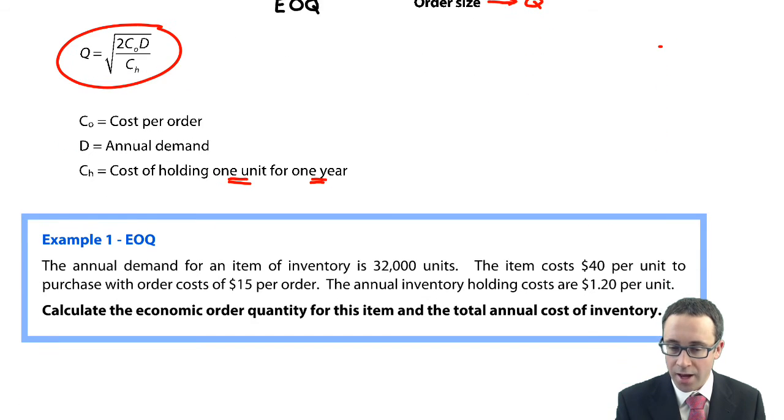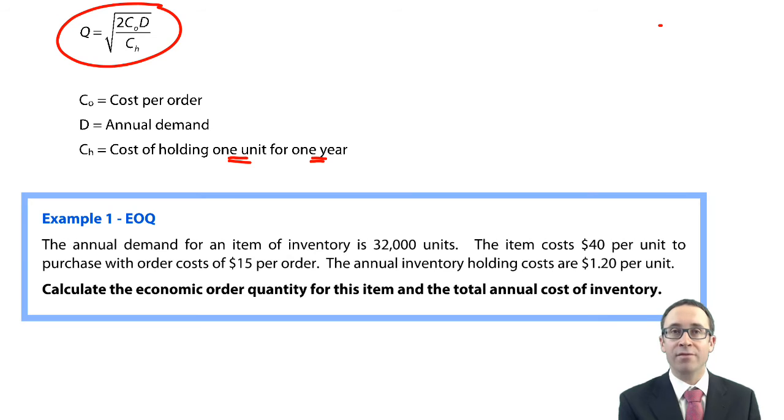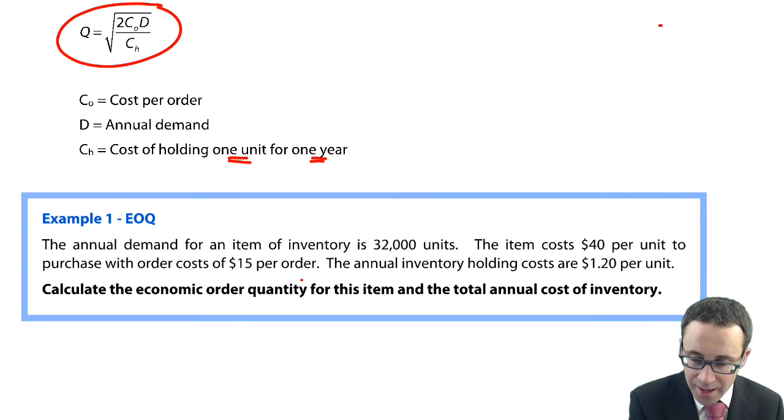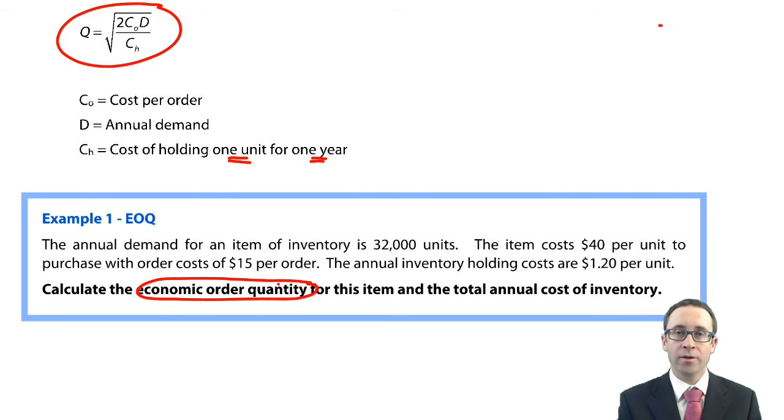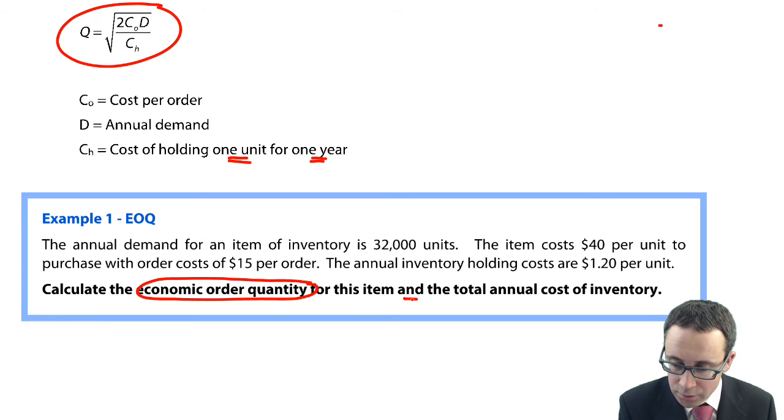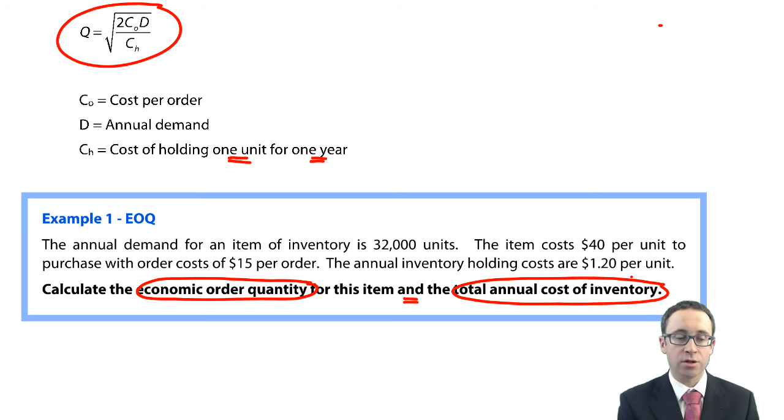So we need to apply that formula, and we can use the example that we have. The example wants us to calculate the economic order quantity, using the formula that's given above. And it also wants us to work out the total annual cost of the inventory. So if we're going to work out the economic order quantity, we need the order cost, the demand, and the holding cost.